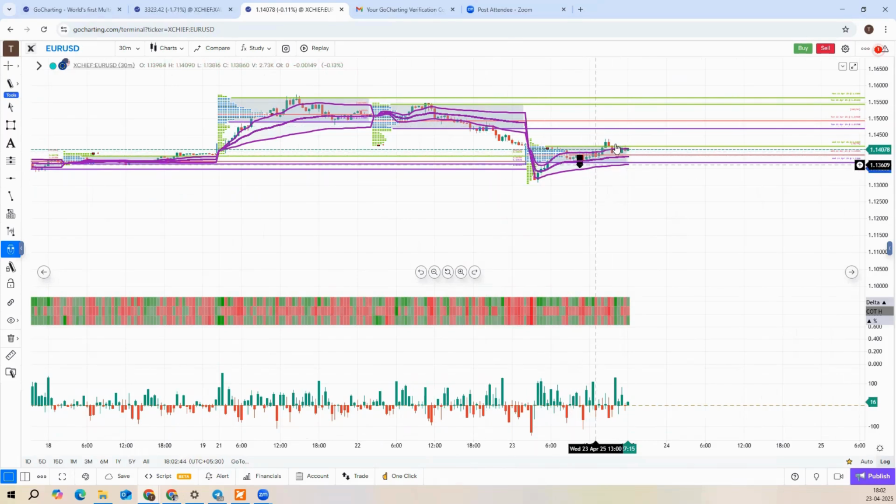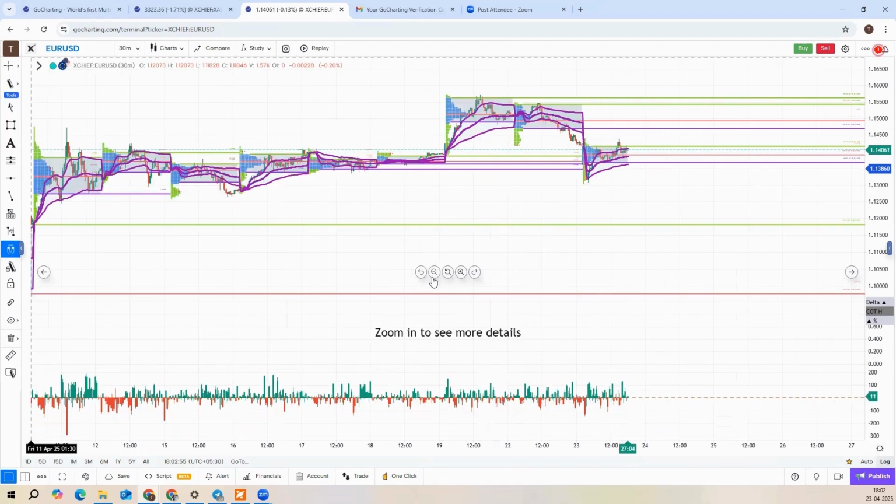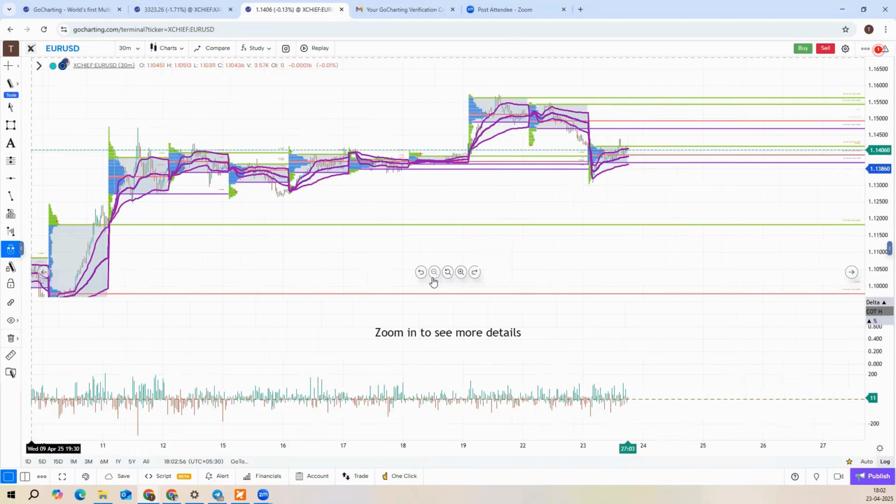Okay, so now it has got some kind of a value range. It is moving from value area low to high and low. So right now this is what Euro USD is doing. Now suppose it has started coming down, so where is the support, guys?